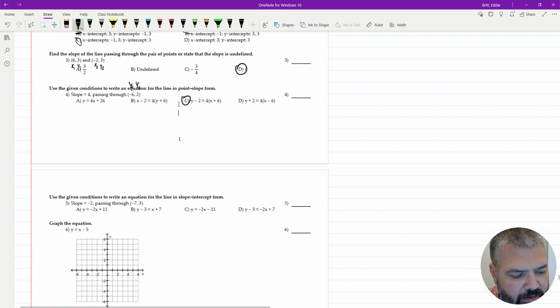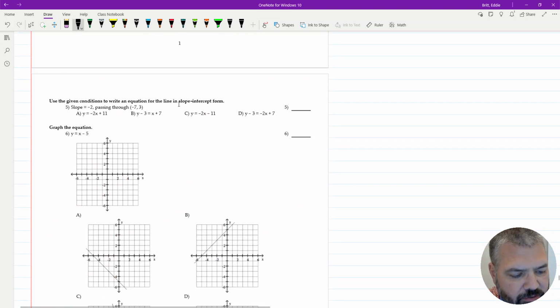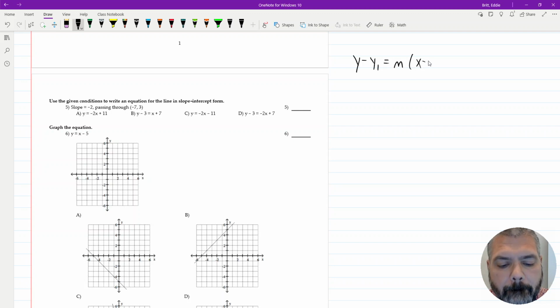Number 5 says, use the given conditions to write an equation for the line in slope-intercept form. All right, so the way I like to work these problems, and there's a couple of ways you can work a problem like this, but what I like to do is first put the problem in point-slope form, and then we'll change it over and put it into slope-intercept form. All right, so I'm going to write down my point-slope form formula again. I'm going to plug everything in, and then I'll do what I have to do to make it y equals.